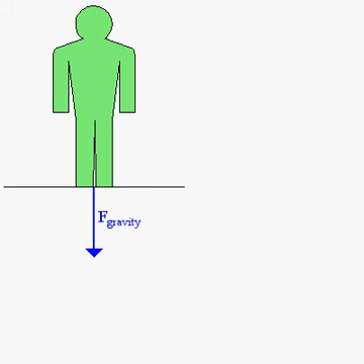However, we also know that the man's standing still. So there must be a force counteracting that gravitational force. He's not accelerating downwards, so there must be a force counteracting the gravitational force. We already learned what that force is. It's called the normal force. The floor pushes back on the man with a force that's equal in size but opposite in direction as compared to gravity. So we can draw another arrow and we can label it F normal.